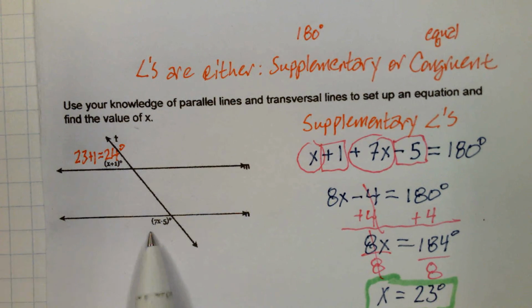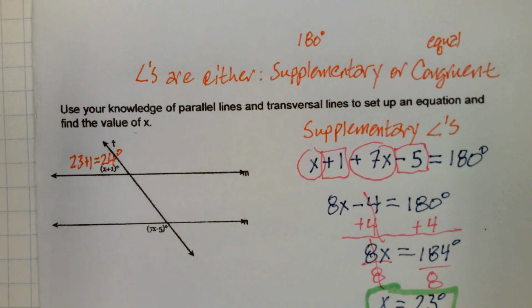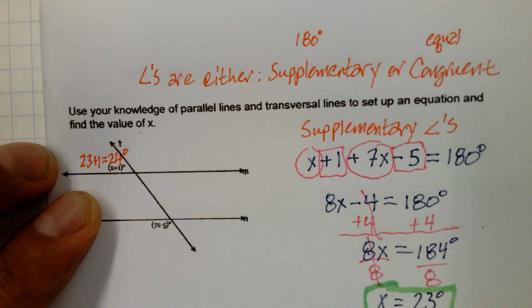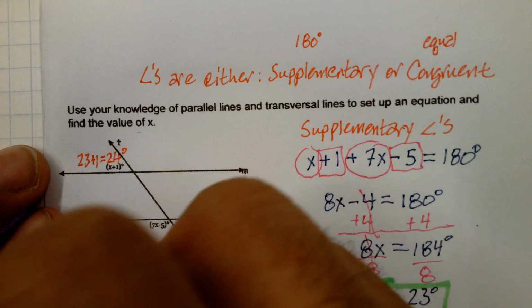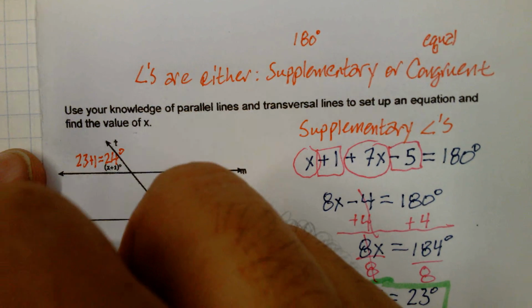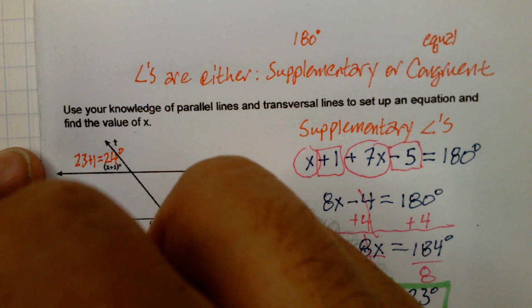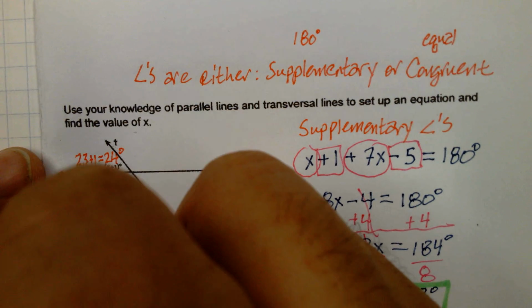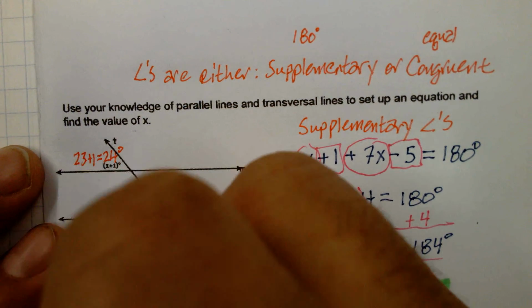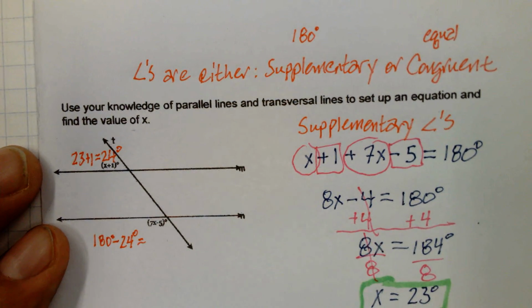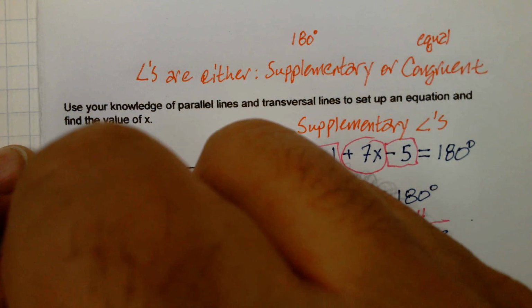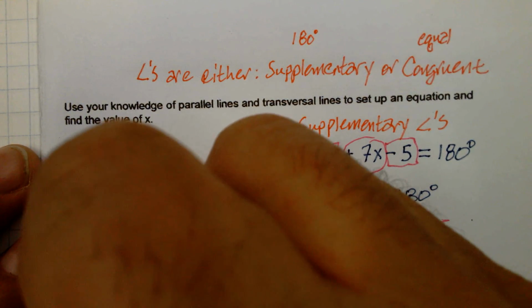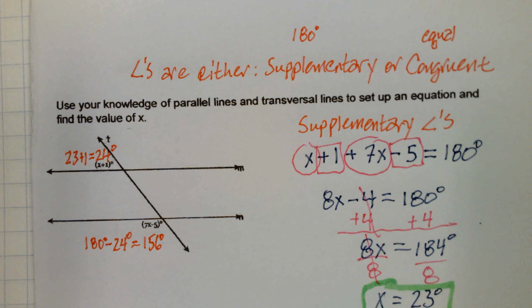This one we can do 7 times 23 and take away 5. Or we could just use our knowledge that this is 24 degrees, right? So it's obtuse. I'm sorry, a supplementary. So it's 180 take away 24. So this angle measures 156. Check my math. So now we can even figure out the measurements of those angles.